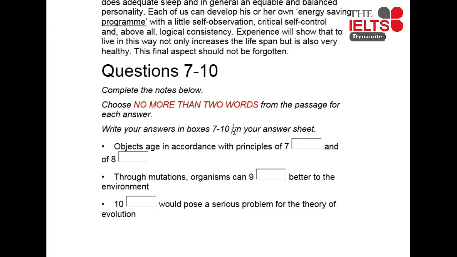Let's see the first point here. We have: objects age in accordance with principles of something and of something. So here in the first point I have 2 gaps, not only 1. Let us see the clues of the answer of the question here. Objects is not supposed to be like a clue. Age here can be a clue.